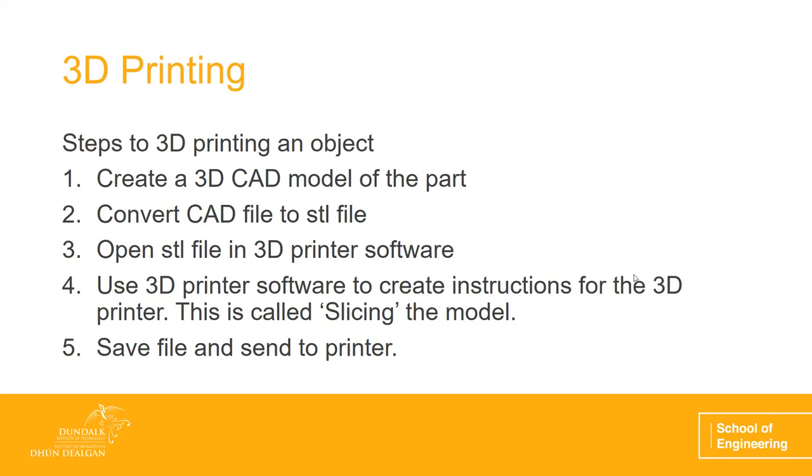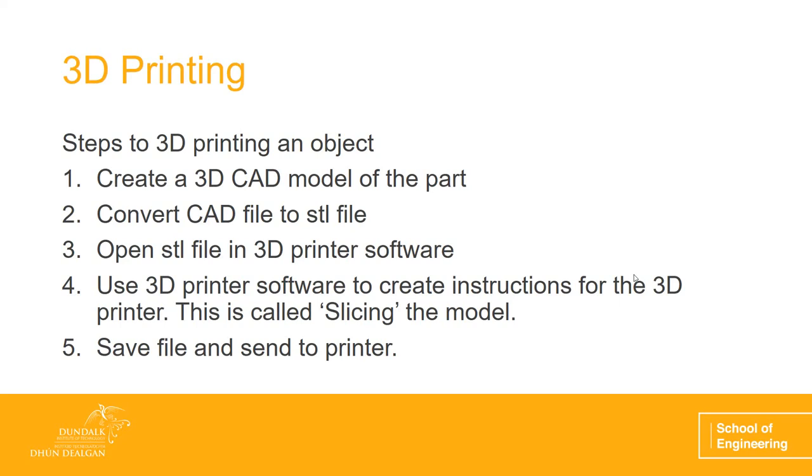Step 2 is to convert that CAD file into another file format, and that file format we're going to use is an STL. So that's just a wire mesh file that we can then transfer to the software that comes with our 3D printer. Step 3 then is to open that STL file in our 3D printer software. Again, this software will come with the printer, or you can download a free version called Cura or another one and use that with any printer or with most printers.